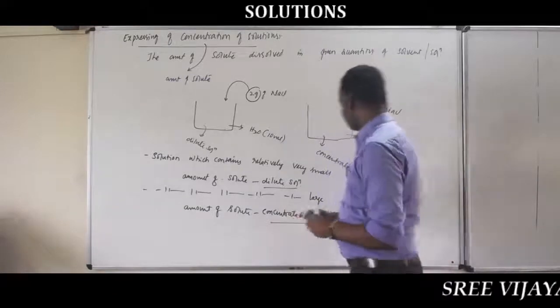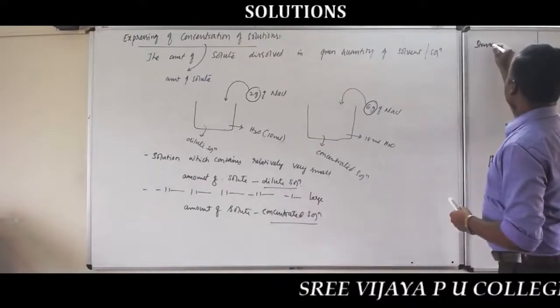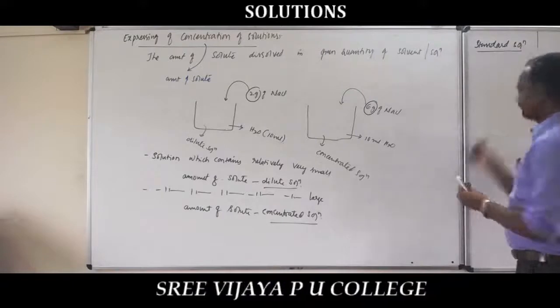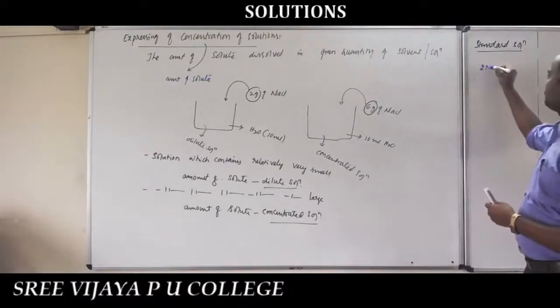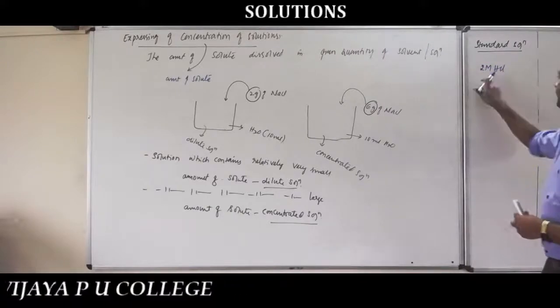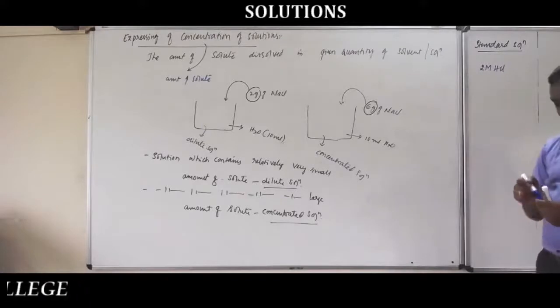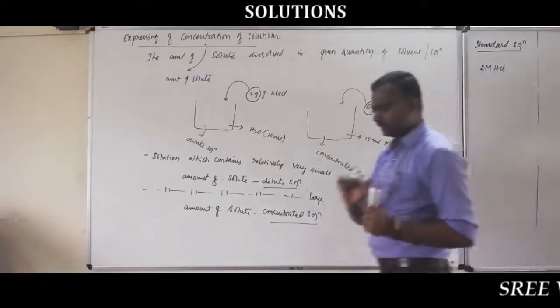And one more solution is called a standard solution. What is the meaning of standard solution? Let us take an example. Now I take 2 molar HCl. Capital M is molarity, I'll explain later. So I take 2 molar HCl. Now only HCl solution is there, and its concentration is 2 molar.